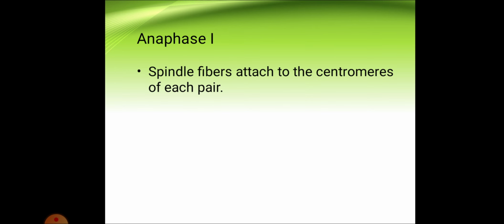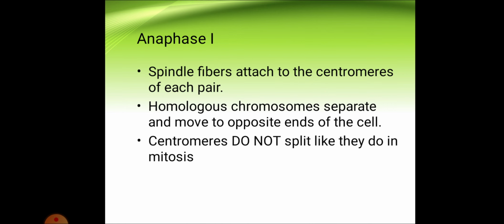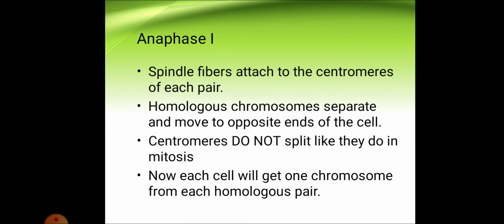At sa atin pong anaphase 1, spindle fibers attached to the centromeres of each pair. Homologous chromosomes separate and move to opposite ends of the cell. Centromeres do not split like they do in mitosis. Yan po ang kaibahan. Now, each cell will get one chromosome from each homologous pair.